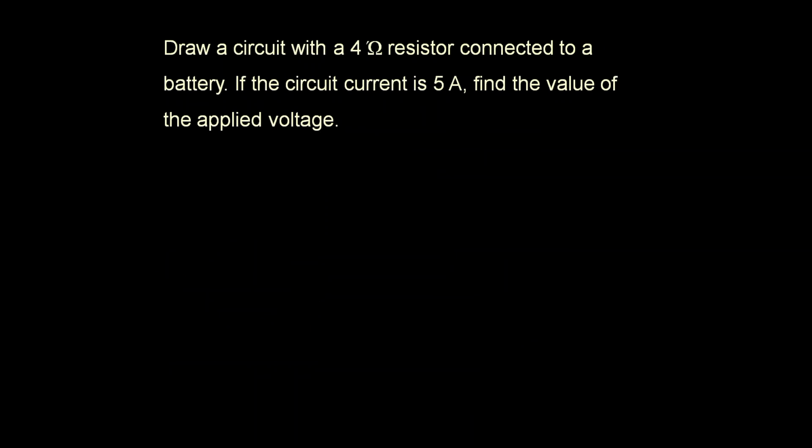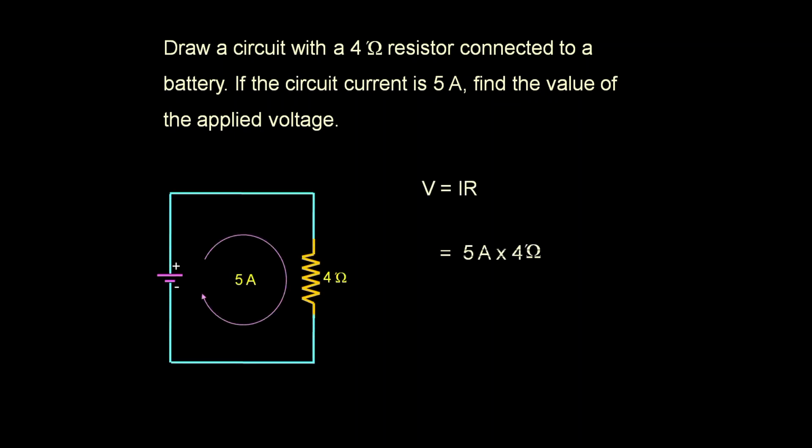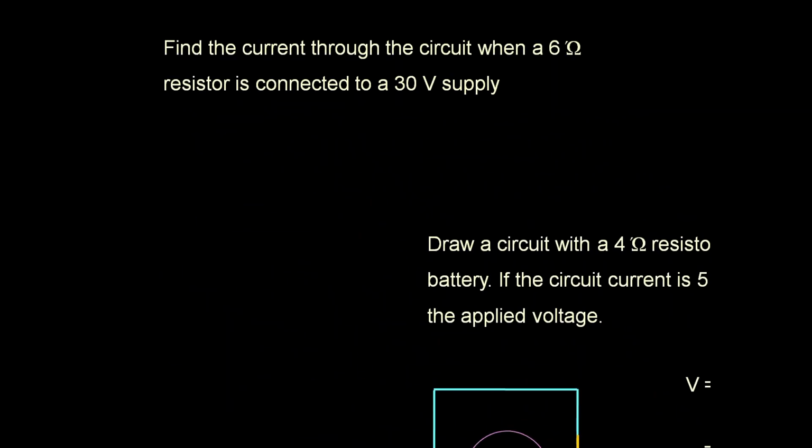Now draw a circuit with a 4 ohm resistor connected to a battery if the circuit current is 5 ampere. So resistance is given, current is also given. So V is equal to IR, 4 into 5, 20. Alright? Yeah, this is very simple.